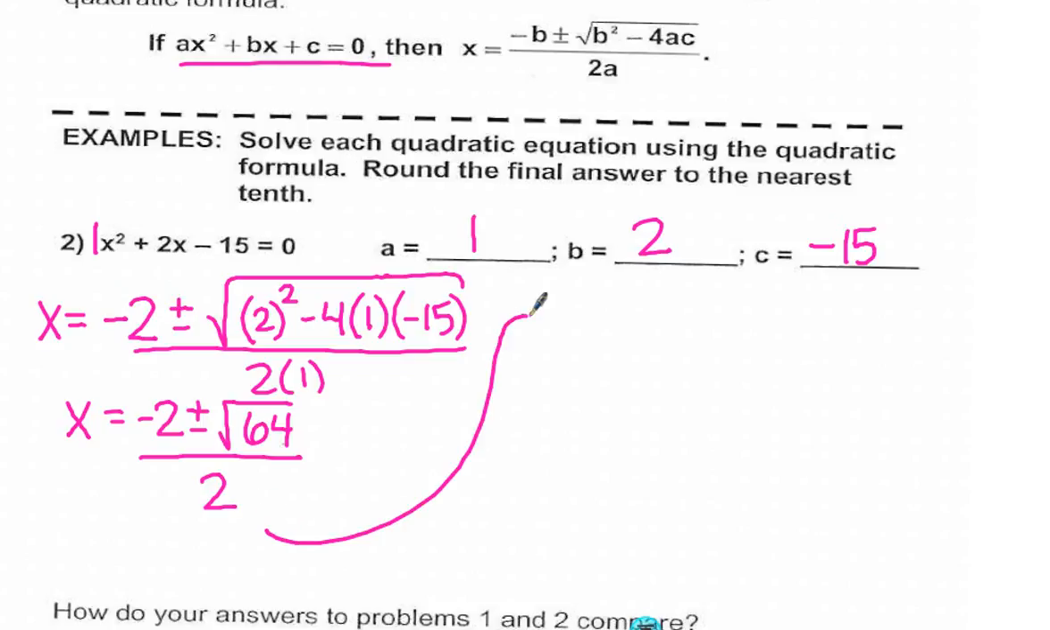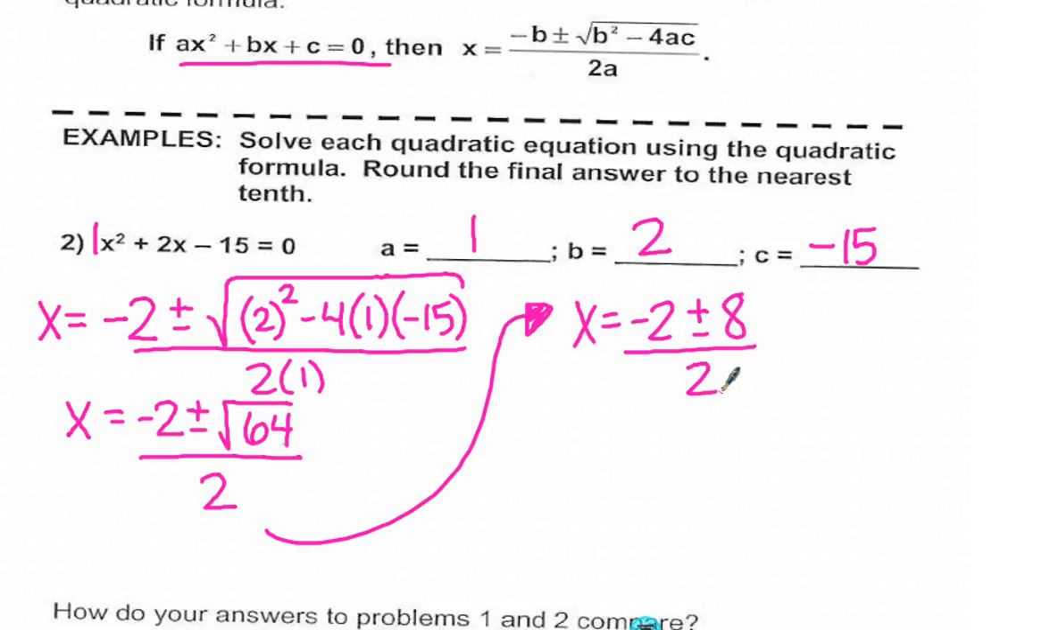So now I'm looking at what is the square root of 64? Hopefully you're saying it's 8. Yes, so I have x is equal to negative 2 plus or minus 8, divided by 2.